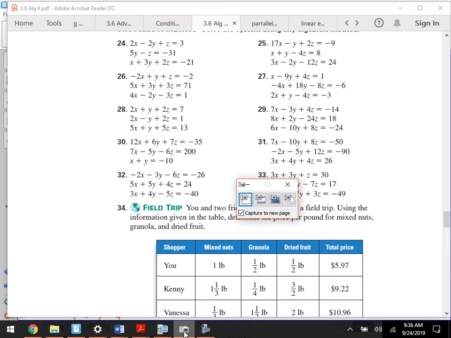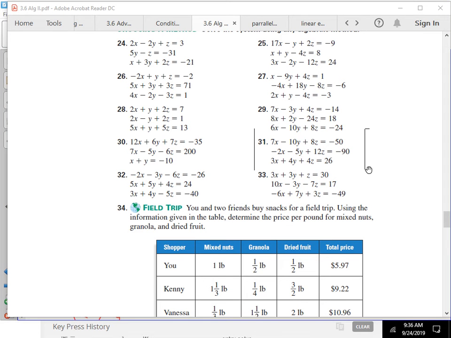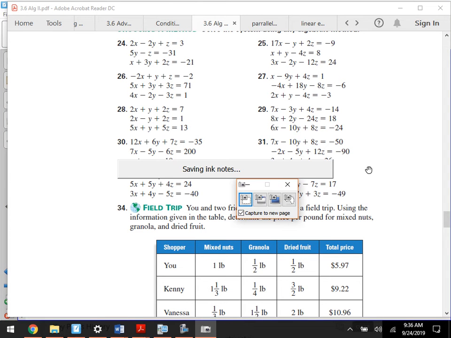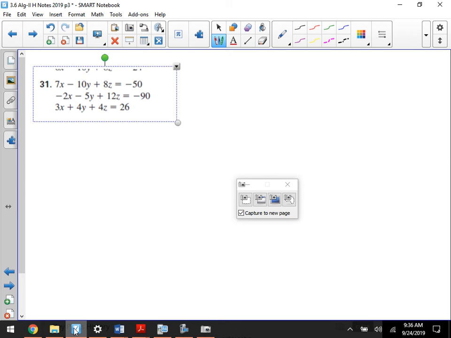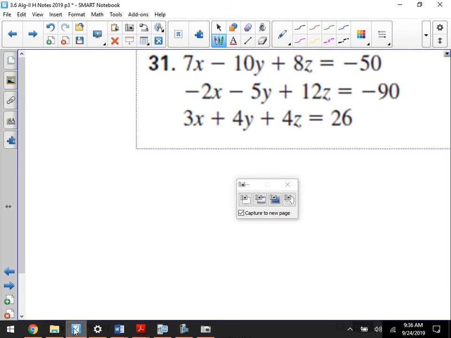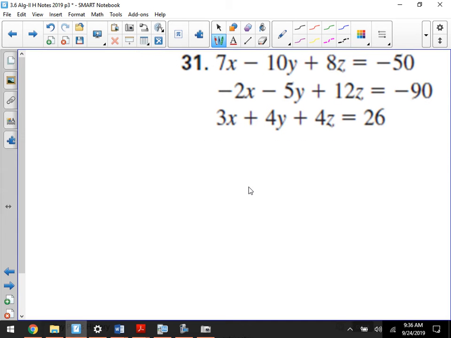We talked about 31 first hour also. And in 31, I kind of did the same basic idea. I looked for one of them that has the alternating signs. And I see that the x value in the second equation is negative, but the x value is positive in the first and third. So I'm going to use that second equation to eliminate the x values in the first and third. Okay. So I know that I have to multiply the top equation by 2, the middle equation by 7 to get rid of the x's.